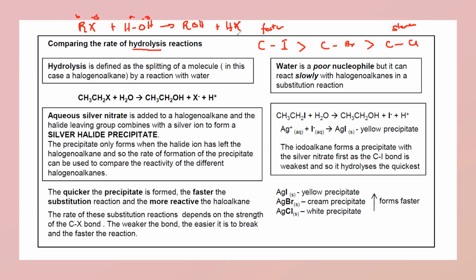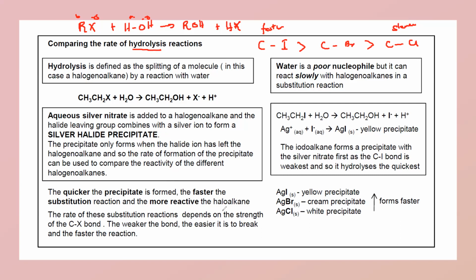And this hydrogen halide, we can mix with silver nitrate. As a result, it will produce a precipitate. If it is an iodide, the precipitate like silver iodide will be yellow. Silver bromide will be cream, and silver chloride will be white. So we will find that the quicker the precipitate forms, the faster the substitution or the more reactive the halogen.